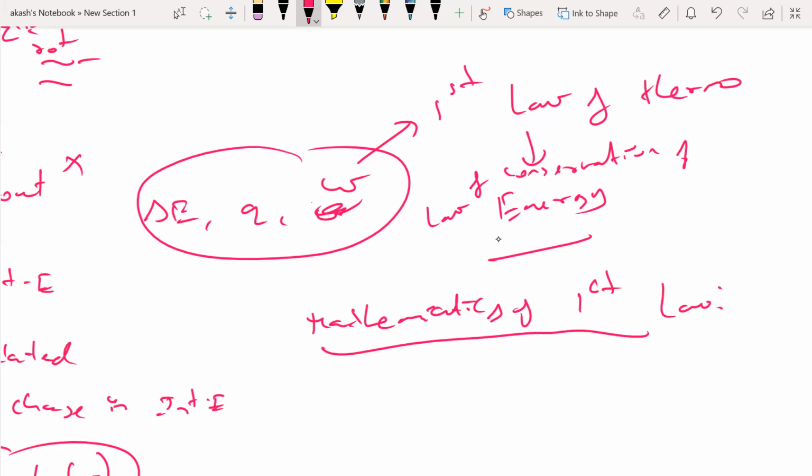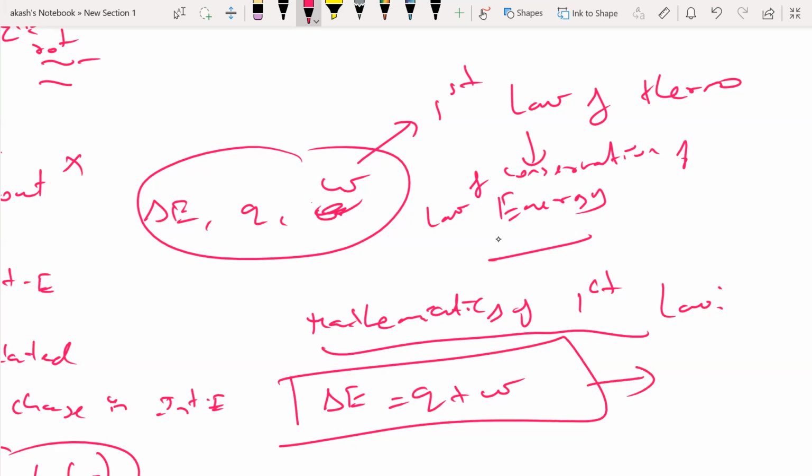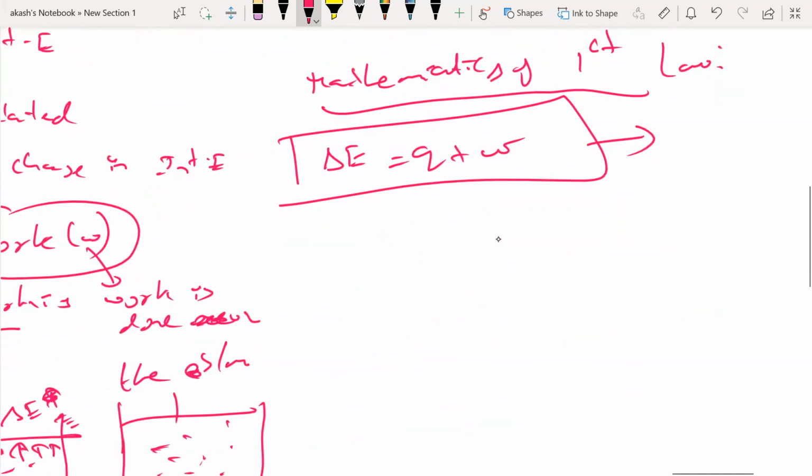Now, we said that the internal energy can be changed by giving some heat or by doing some work. So we can understand that delta E can appear because of a change in heat or by changing the amount of work done. That's it. This is your mathematical equation for the first law of thermodynamics: delta E is equal to Q plus W. Now, there are various ways of writing this equation. We can also write it like this: Q is equal to delta E plus W.